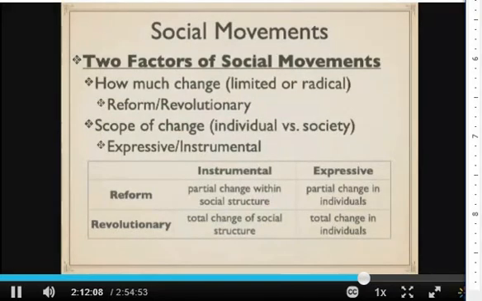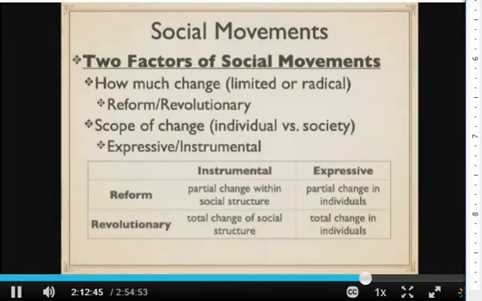So an example of an expressive revolutionary movement might be something akin to a cult, right? Where a cult demands a total change in a person, but only in a person, not in the bigger society, right? So if you join a cult, you may have to change, but they're not trying to change the world, they're just trying to change individual people. Does that make sense? So how much change is reform or revolutionary? And who the change applies to, the scope of the change, is expressive or instrumental.